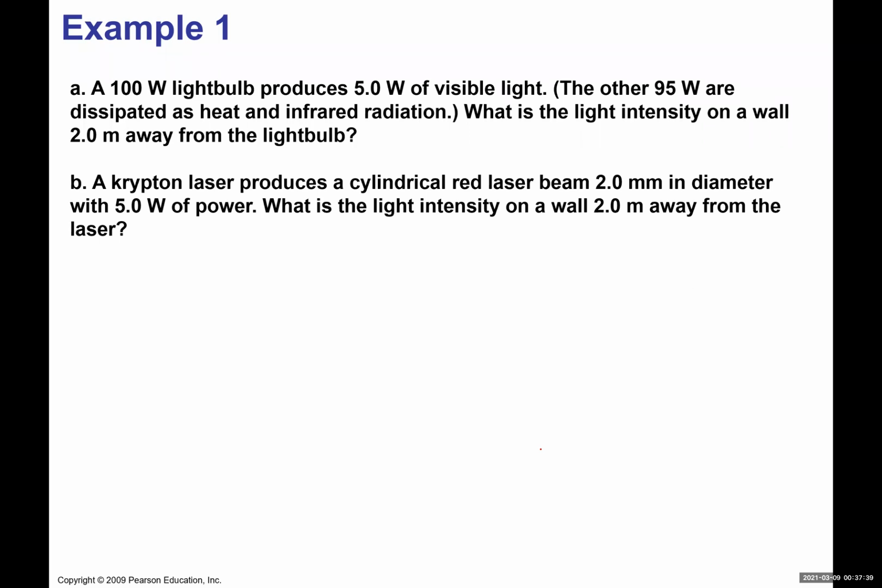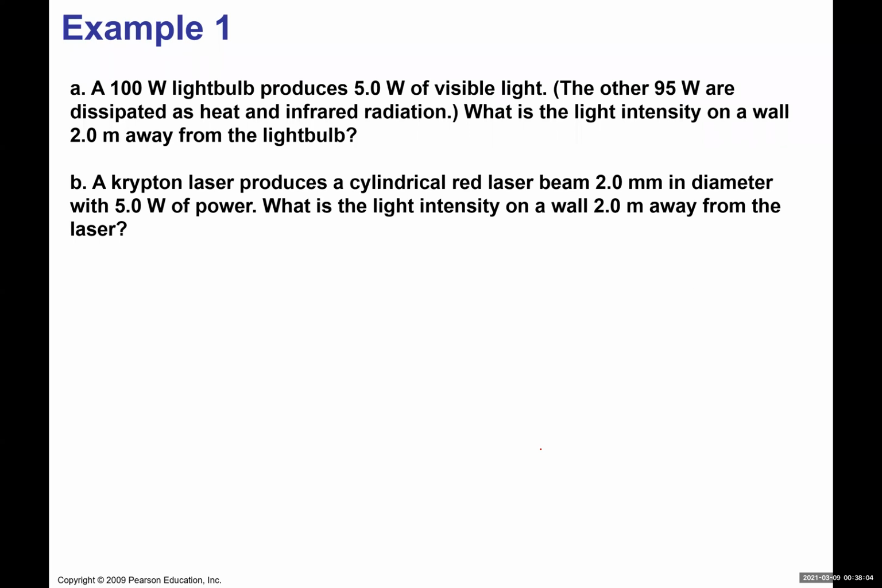So let's say a 100-watt light bulb produces 5 watts of visible light. The other 95 watts are actually dissipated as heat and infrared radiation. That means that when you purchase a 100-watt light bulb, 95% of it is basically wasted. It doesn't produce light, it produces heat and infrared radiation, and infrared radiation is something we can't even see.